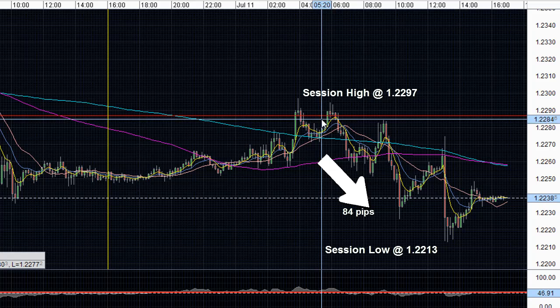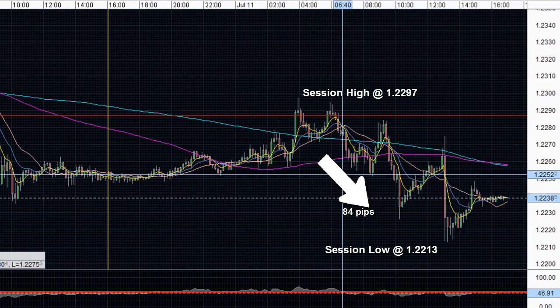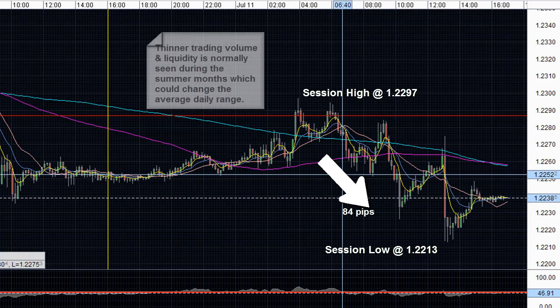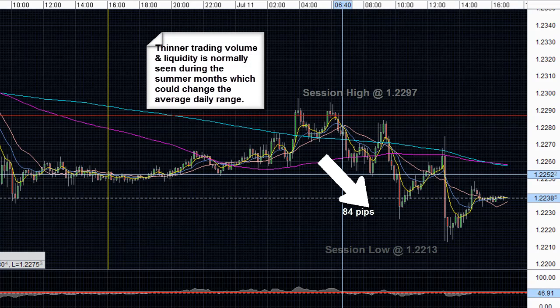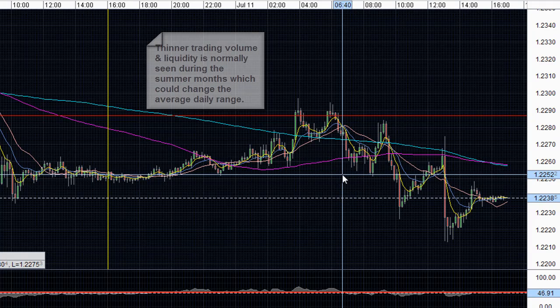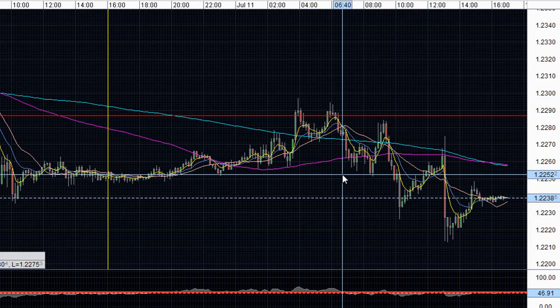Now this 84 pip range for the day isn't too large. Typically we get a much larger average daily range for the Euro US dollar pair, but this is pretty typical, and it's really just a depiction of the thin volume and liquidity normally seen during the summer months. We normally get the summer malaise, and we get range bound trading and range bound activity. So this is pretty typical, and I know for the past few days we've been trading within a tight range, and the daily range for the past few days has been smaller than usual.